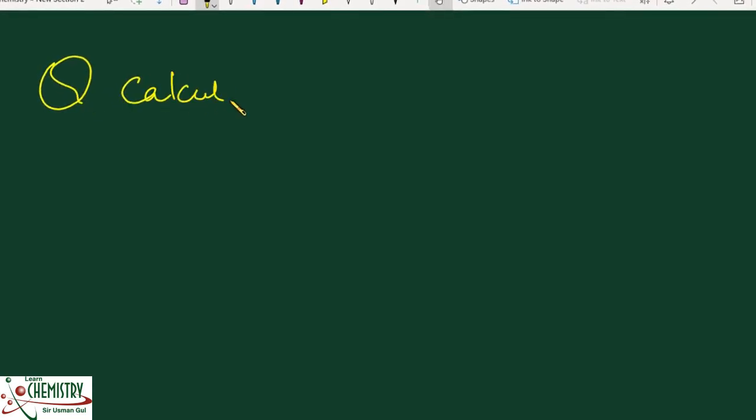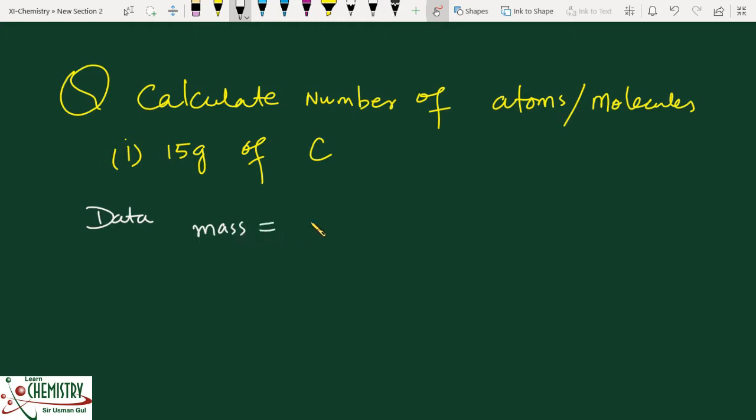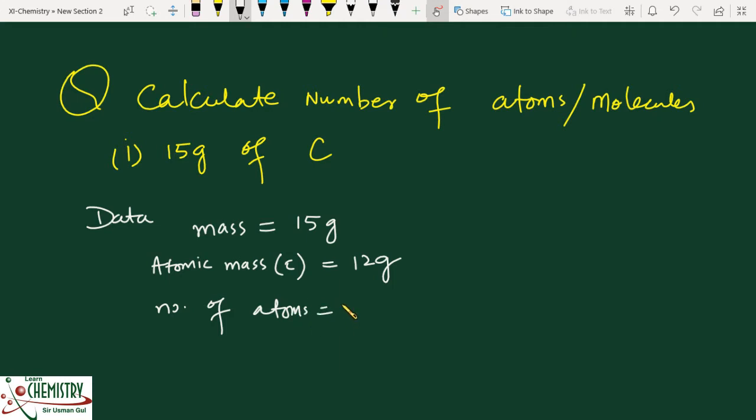Now, calculate the number of atoms or molecules. The first question is very simple: we have 15 gram of carbon. The data is that mass is equal to 15 gram, and here we will use the atomic mass of carbon because C represents only an atom. So atomic mass is equal to 12, and as we are using gram atomic mass, I will write 12 gram. Now what is the requirement? The number of atoms.